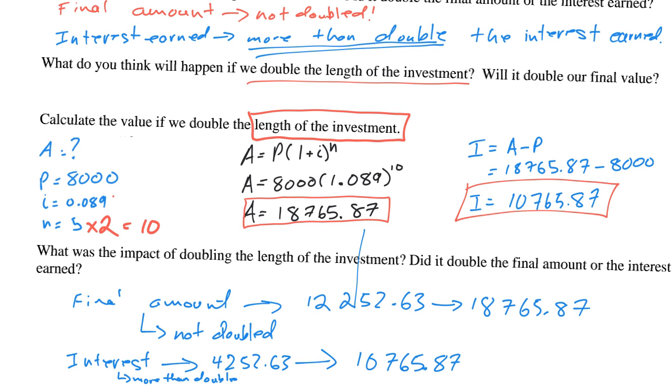When we increased the years by 2 times, we more than doubled, and we also more than doubled the interest when we doubled the interest rate. So now let's move on to the last concept of the day.